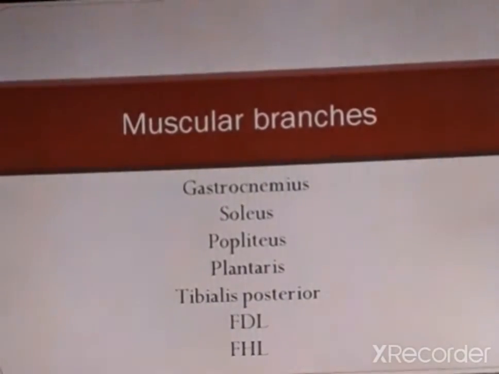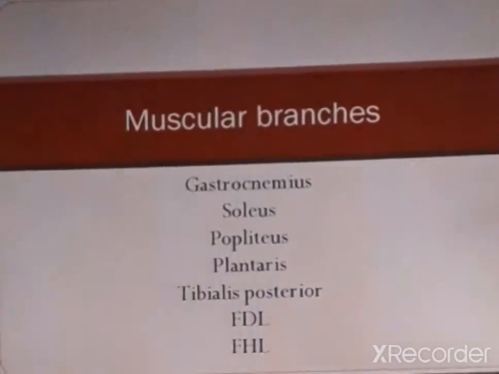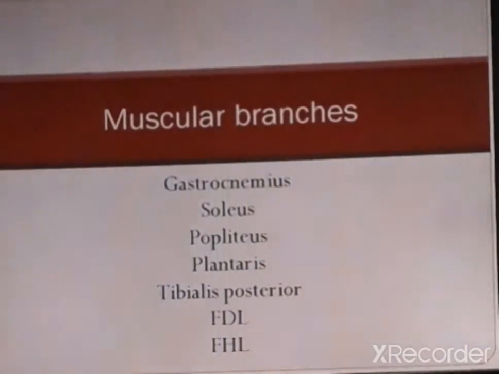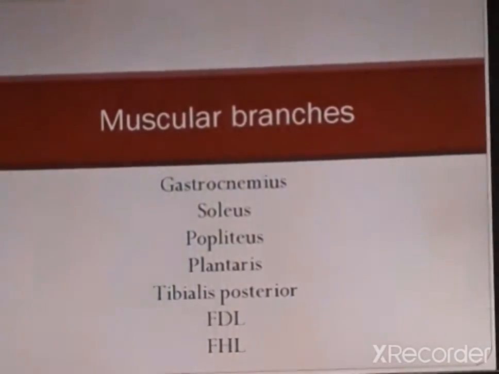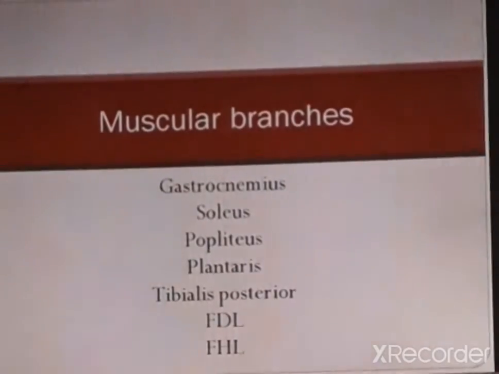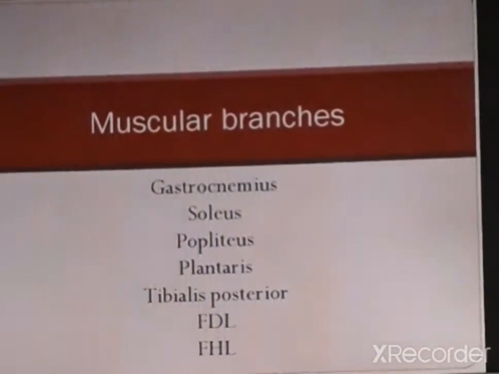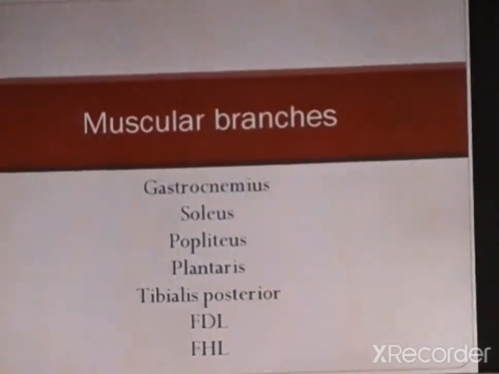Next, we are going to see muscular branches. The tibial nerve supplies 8 muscles. They are gastrocnemius, soleus, popliteus, plantaris, tibialis posterior, flexor digitorum longus and flexor hallucis longus.